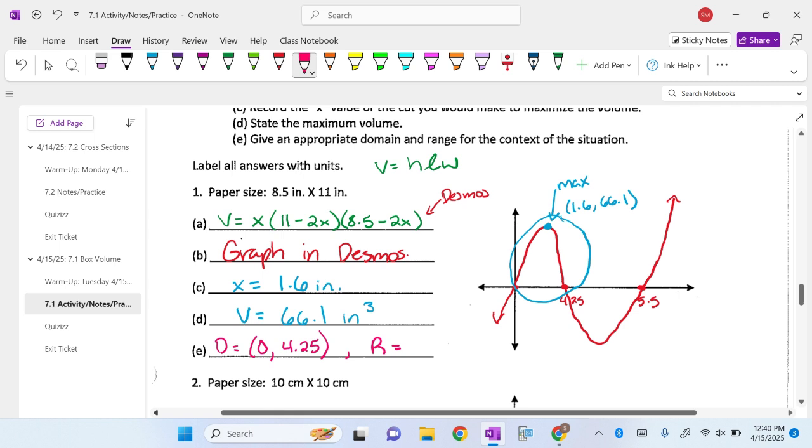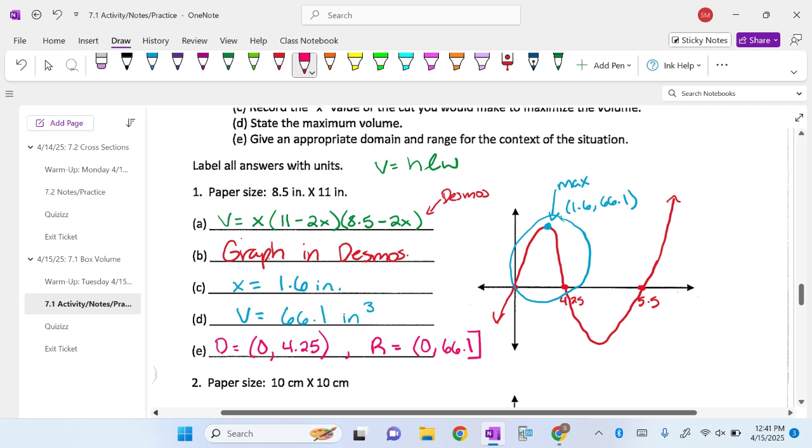Then my range would have to be what? So look from where I circled. What's the only viable range? So we're still looking at what I circled in blue. You're close. So 66.1 is the highest, but what's the lowest Y value we can possibly have? 0. So this will be from 0 to 66.1, and we're going to put a bracket on that because it caps.